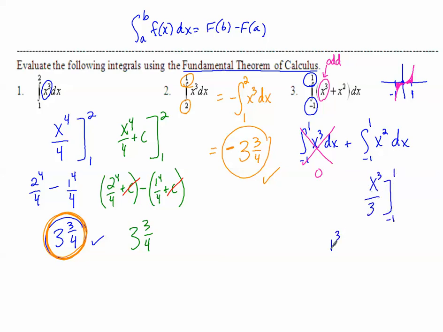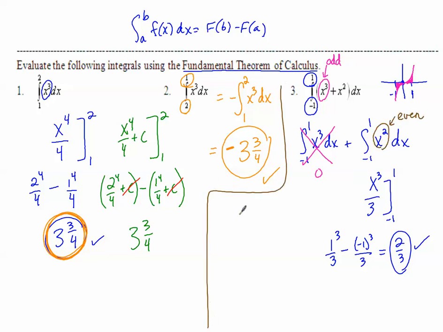Plug in 1 cubed over 3 minus, plug in -1 cubed over 3, and in the end, 2/3. Now, another thing I want you to think of is when we have an even function, because part of this is an even function, the x squared, the one we evaluated. What does that mean to us? That means we can do a little shortcut here. Let's take some room to look at this.